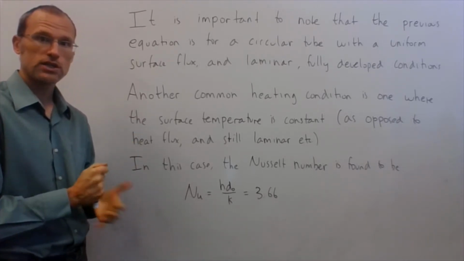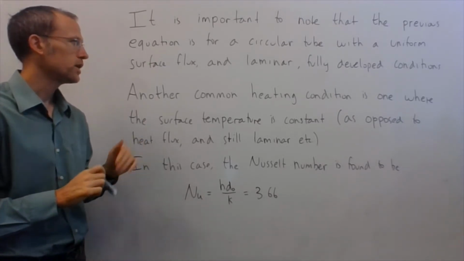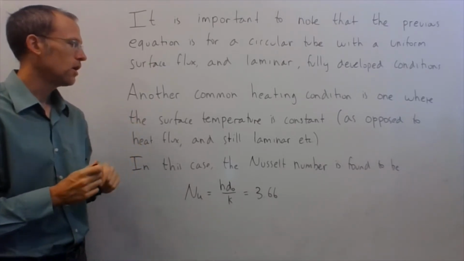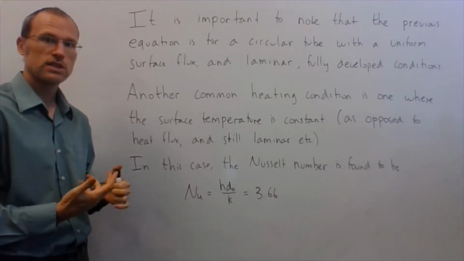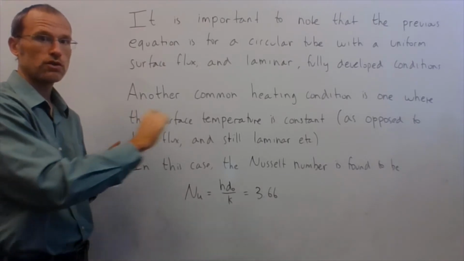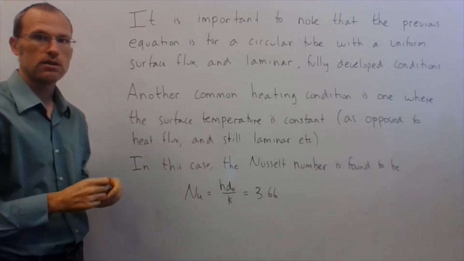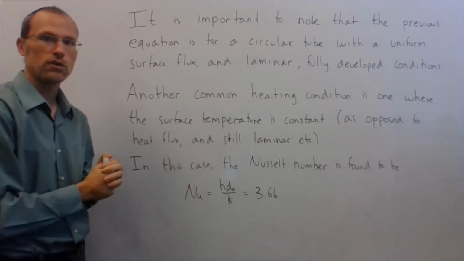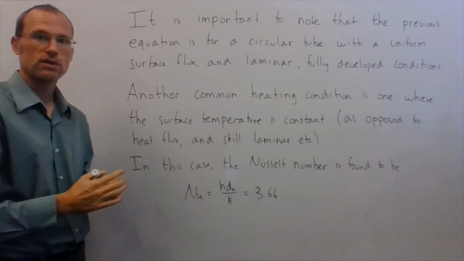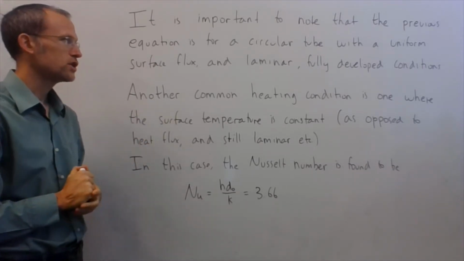Now there's a lot of other conditions that we're going to deal with basically for the rest of this lecture. First one is another common heating condition, one where the surface temperature is constant. So instead of having the same Q all the way down the pipe, I have the same wall temperature all the way down the pipe. So that's going to involve different values of Q because obviously my fluid flows down, should be different temperature gradients, so different heat flux is necessary. So that's another situation we can deal with.